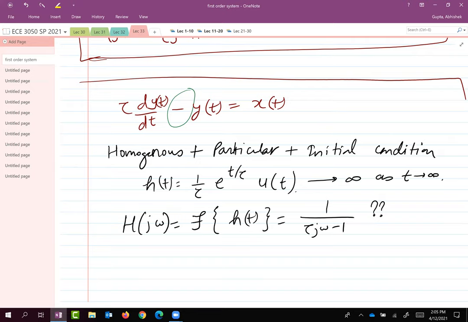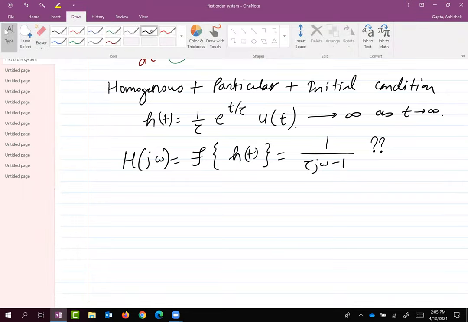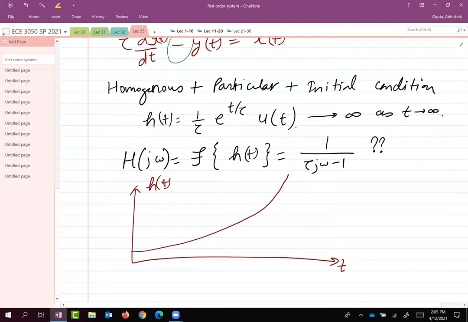Anyone else has any comments to make? No comments? Okay. So let's think about it. I want to plot this h of t as a function of time, and it's going to look like a growing exponential.